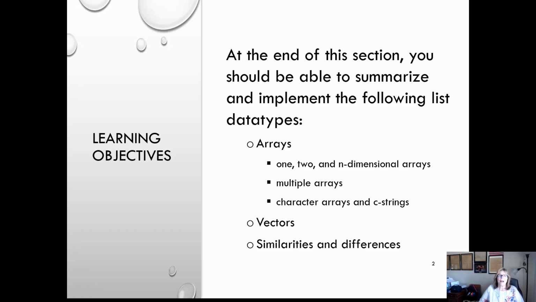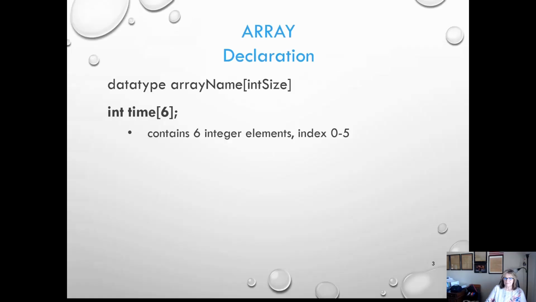n-dimensional arrays, how to create multiple or parallel arrays. And then finally, we're going to talk specifically about character arrays and something in C++ called C-strings. Then we're going to be going over vectors and finally see if we can determine the similarities and the differences between arrays and vectors. So how about if we start with arrays?